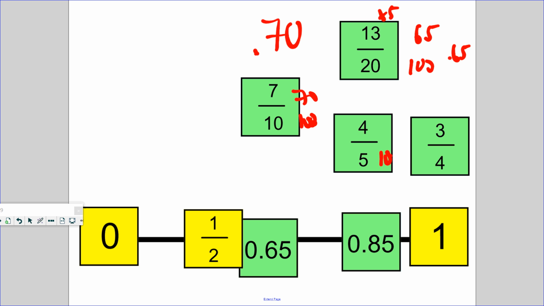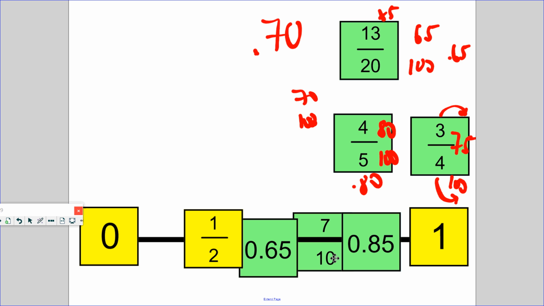4/5, I could do tenths or hundredths. I'm going to do hundredths times 20. That's 80 hundredths. 3/4 of a dollar. If I have 4 quarters, 3/4 is like 75, I believe. How do you turn a 4 to 100 times 25? That's 75 hundredths.